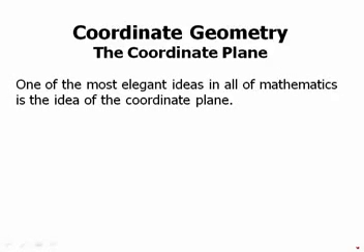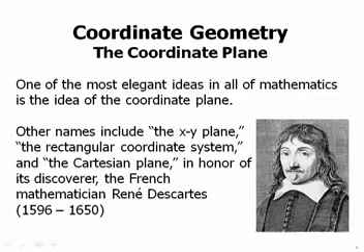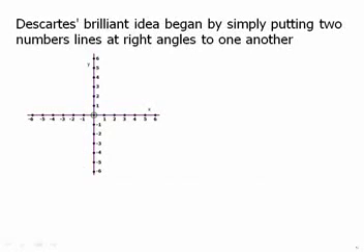Coordinate geometry. One of the most elegant ideas in all of mathematics is the idea of the coordinate plane. Other names include the xy plane, the rectangular coordinate plane, and the Cartesian plane. And that final name is in honor of the person who discovered it, the French mathematician René Descartes. Descartes' brilliant idea began by simply putting two number lines at right angles to each other.